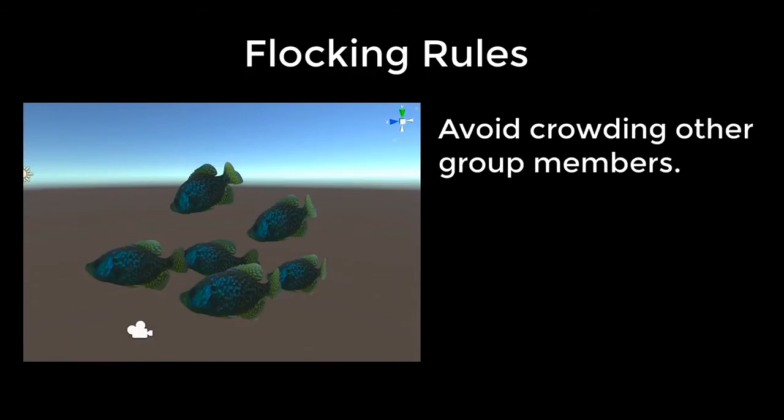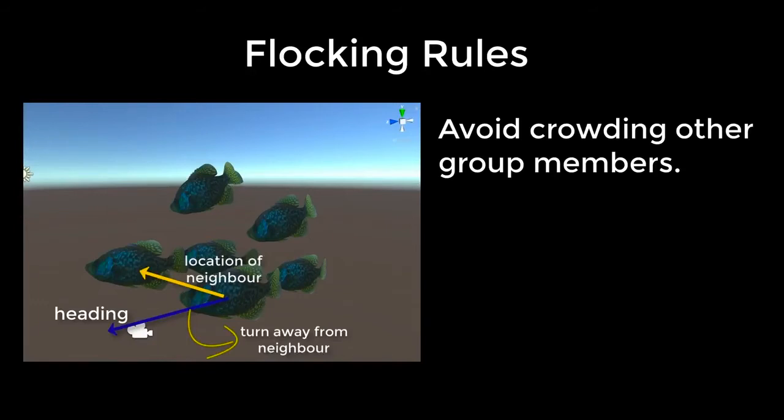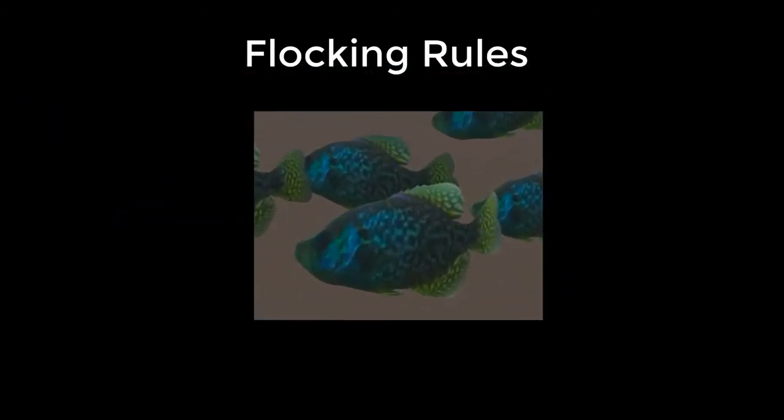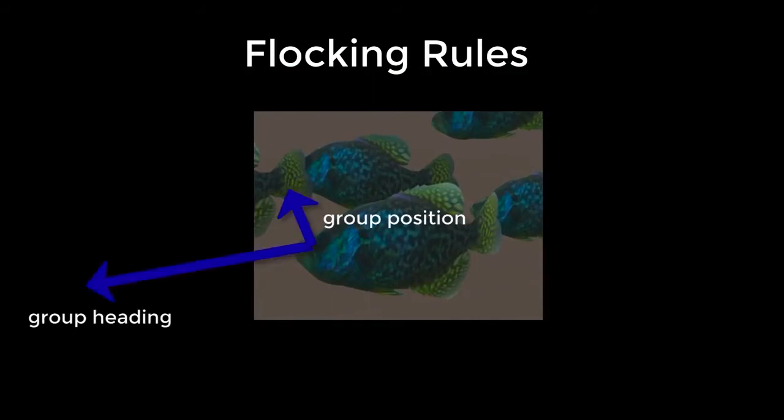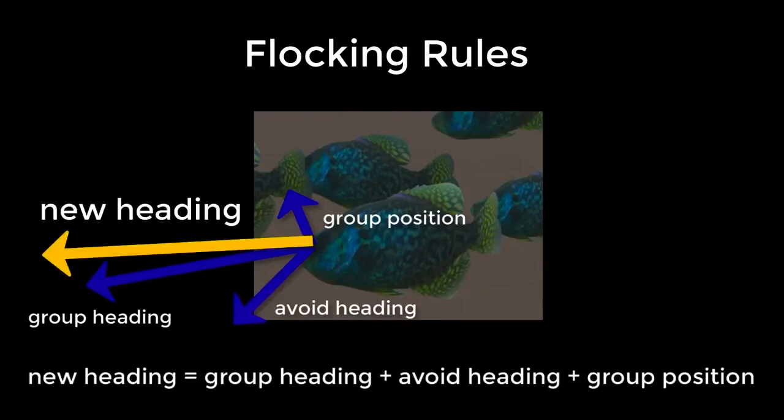To avoid neighbours, an individual must be aware where the neighbours are and then turn away from them. Then to calculate a new heading, an individual adds together the vector for moving towards the centre of a group, the vector to align with the group's heading, and the vector to turn away from a neighbour.